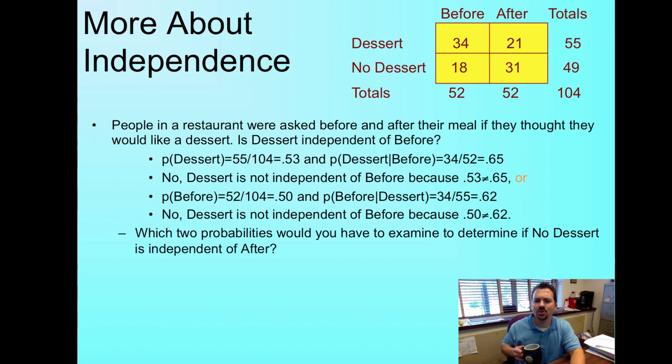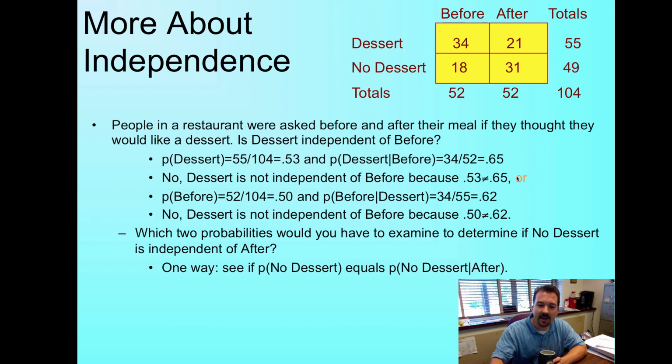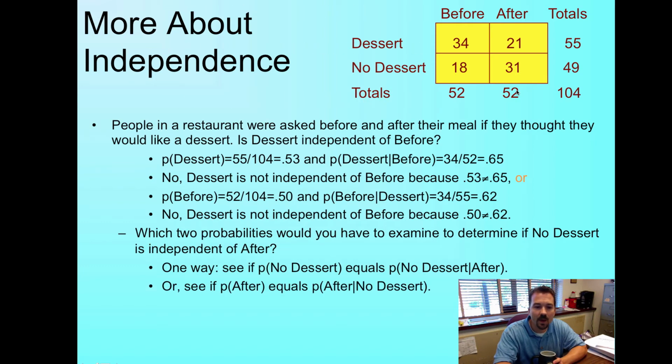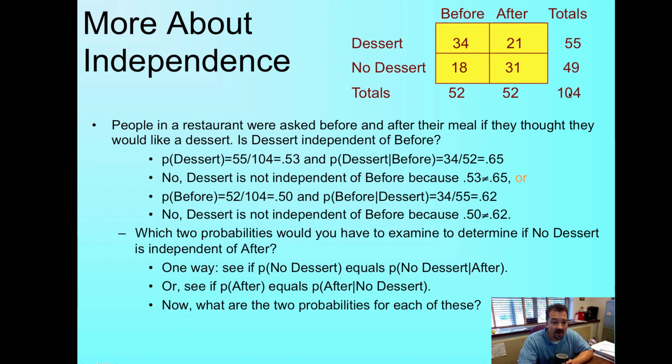So which two probabilities would you have to examine to determine if no dessert is independent of after? Well, hopefully you understand this by now. Two ways of doing this, just like there was up here. You can either look for the probability of no dessert, this row here, see if it equals the probability of no dessert given after. So given after, probability of no dessert, so 31 divided by 52. Or you can look for the probability of after, see if that, the 52 divided by 104, equals the probability of after given no dessert. So narrow down to no dessert, look for after, see if 31 divided by 52 is the same thing as 52 divided by 104. I think we're going to find that they are not independent here.